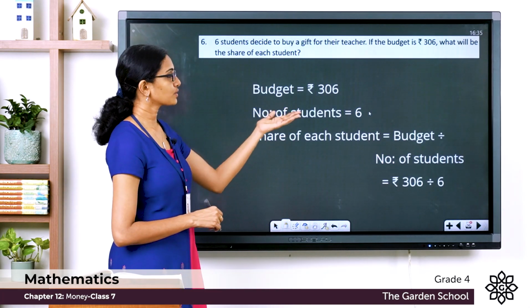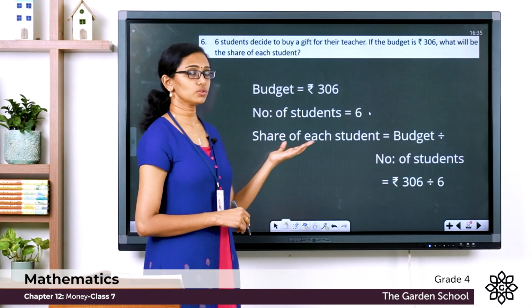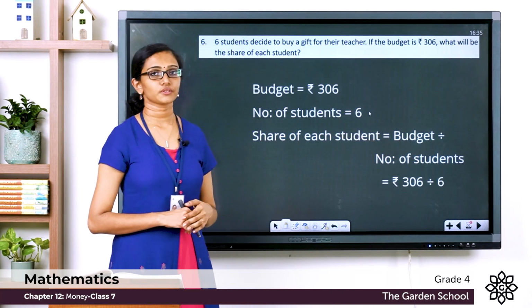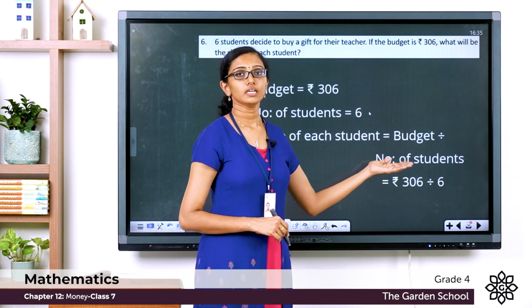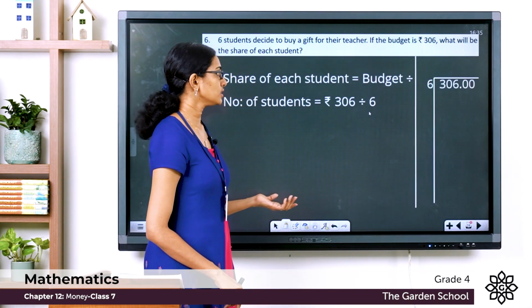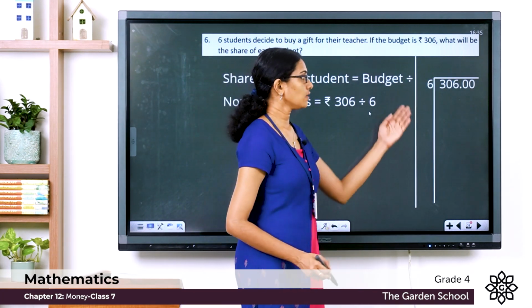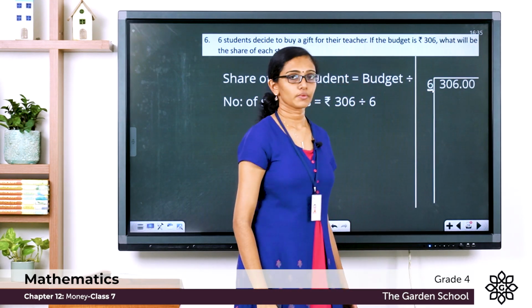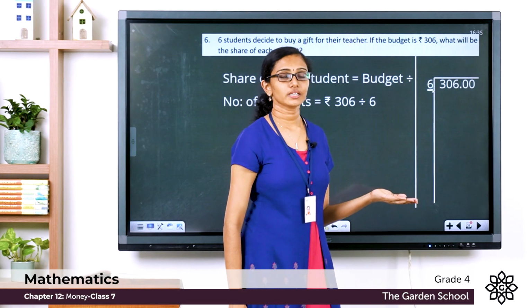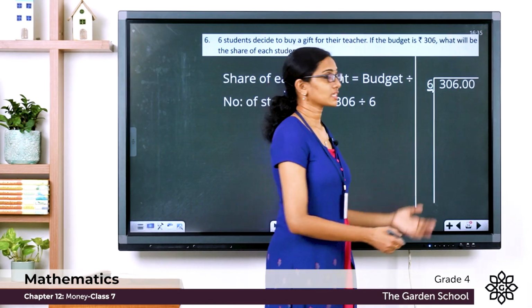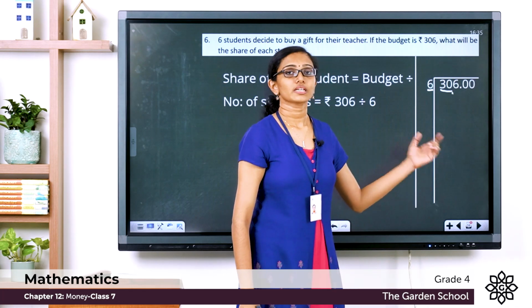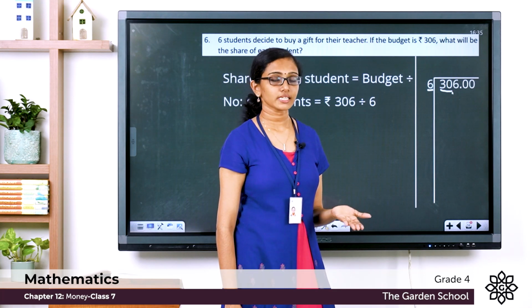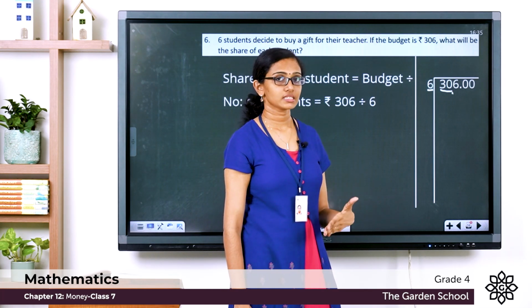The budget is 306 rupee and the number of students is equal to 6, and the share of each student is equal to the budget divided by the number of students, and that is equal to 306 rupee divided by 6. So let's do the division here in the working column. So here we have written the amount in the proper way for division. So the divisor is 6, the number of students, and the first digit of the dividend is 3, which we cannot divide by 6. So let's consider the first 2 digits of the dividend. So here we have 30 divided by 6. And from the table of 6, we know 6 5s or 5 6s are 30.